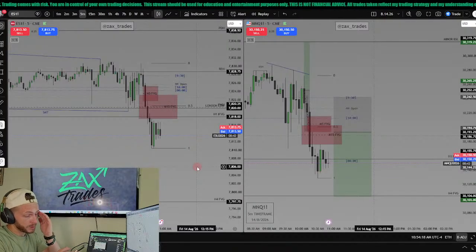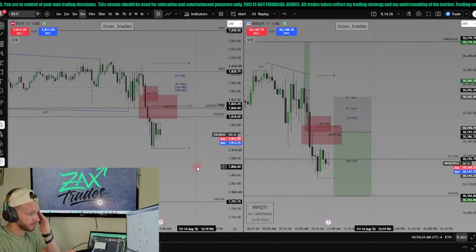Maybe off the hourly open we get something. I mean, we're in the macro right now. I would expect us to be moving a little bit somewhere.